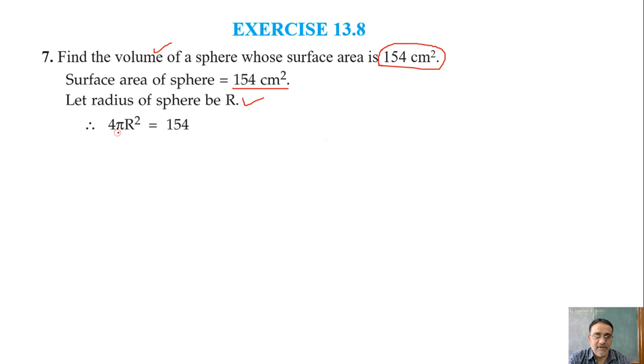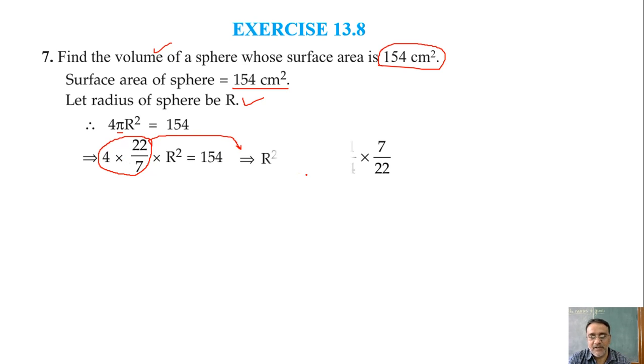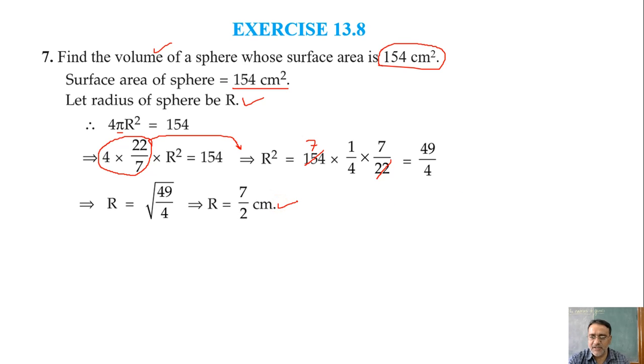Now we'll substitute the value of pi, that is 22 by 7. After that we will shift all this to the right hand side. If you shift to the right hand side, we have to take the reciprocal. So we took the reciprocal. 154 can be cancelled with 22, so we are getting 7. So 7 into 7, that is 49 by 4. So r will be the square root of 49 by 4. What is the square root of 49 by 4? 7 by 2. Very good, 7 by 2 centimeter. Now we got the radius.